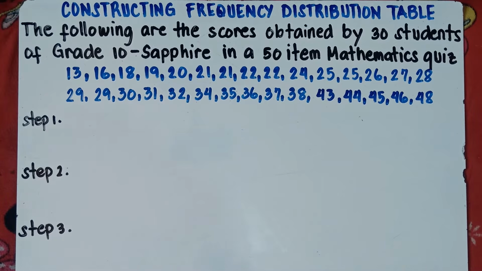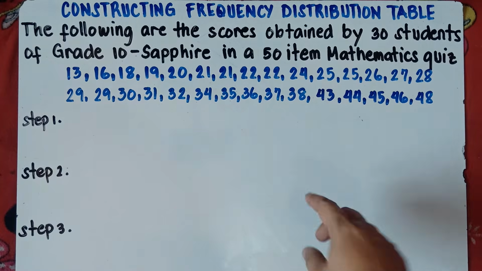Our topic for today's class is all about constructing a frequency distribution table. So without further ado, let's do this topic. The following are the scores obtained by 30 students of Grade 10 Sapphire in a 50-item mathematics quiz. So these are the scores.